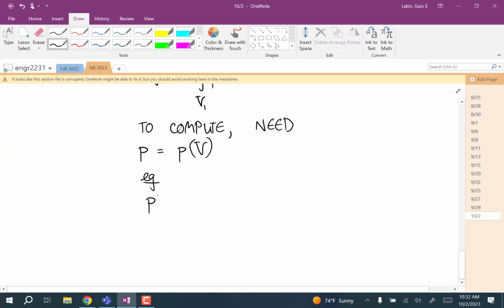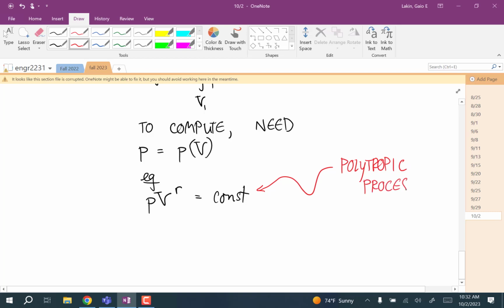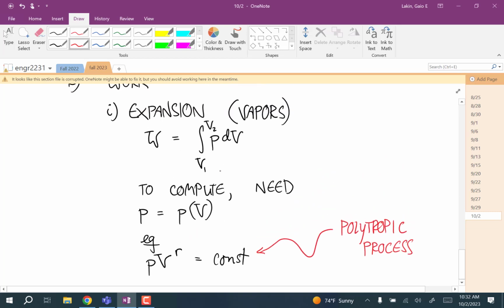We've seen this a lot in the form like PV to the R is equal to some constant. By the way, that's called a polytropic process, if you want to sound smart. But a relationship like this, if you have enough information to calculate the two constants in here, then you can turn that around, express pressure as a function of volume, and compute that integral.